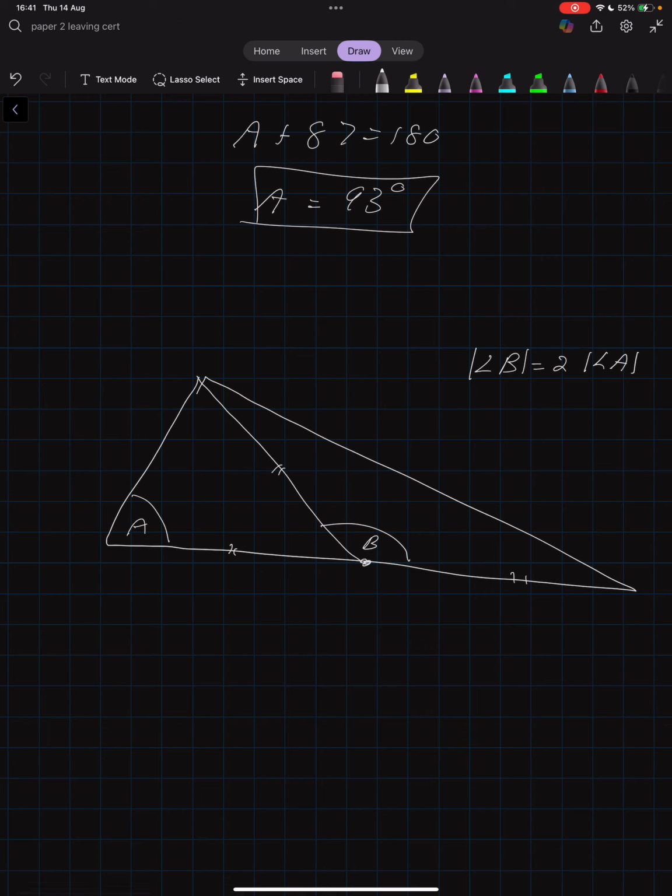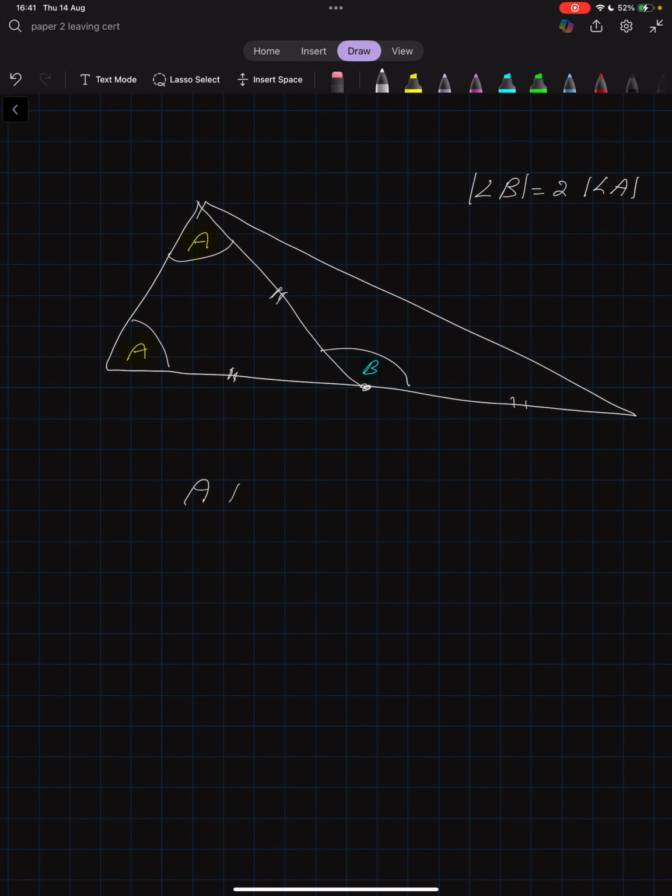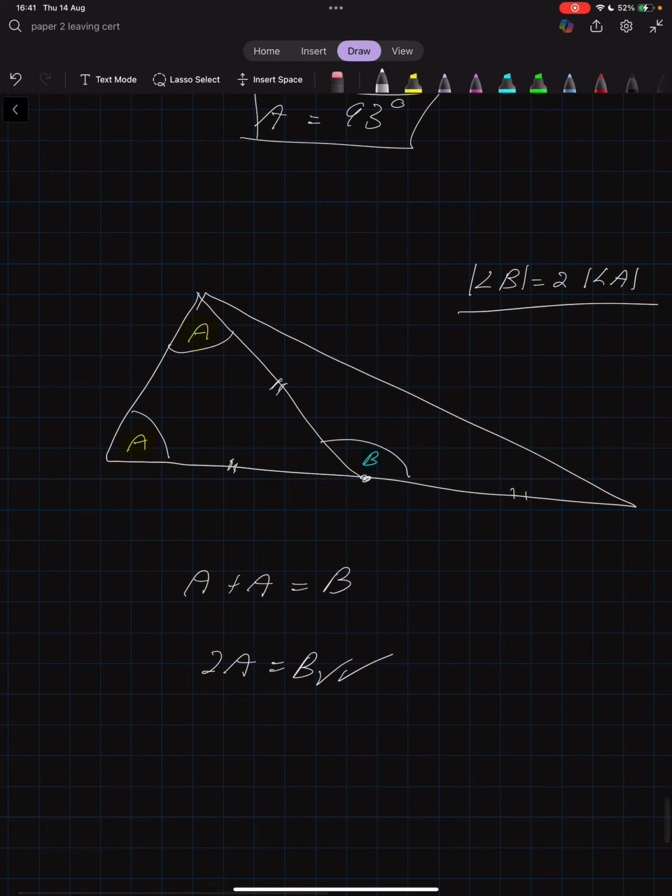So, first of all, this is isosceles, which means that this angle here is also A. Okay? And now I can simply say that the interior angles of a triangle have to equal the exterior angle. So I can say that A plus A has to equal B, and therefore 2A equals B. And that's what I was asked to show. So that's it. So no more working out. Okay?